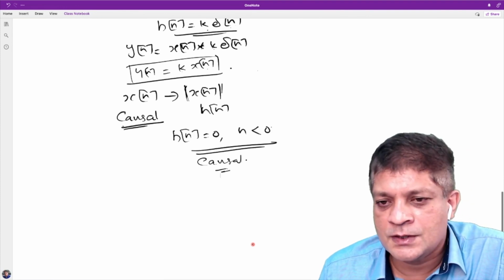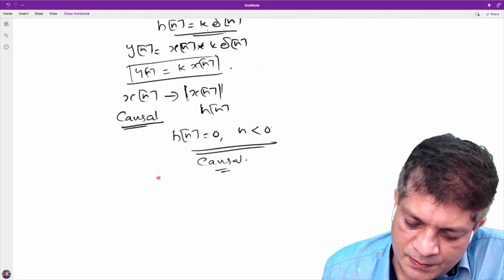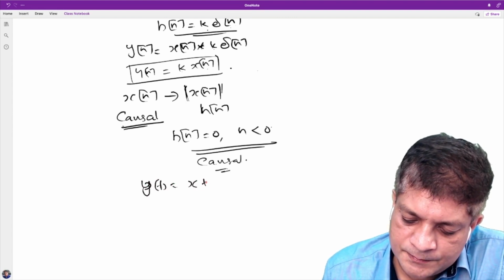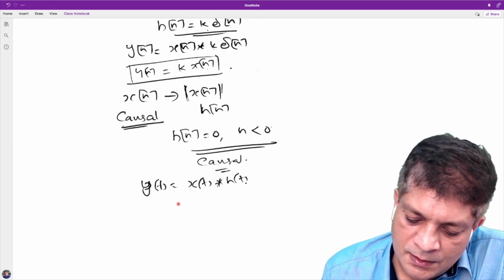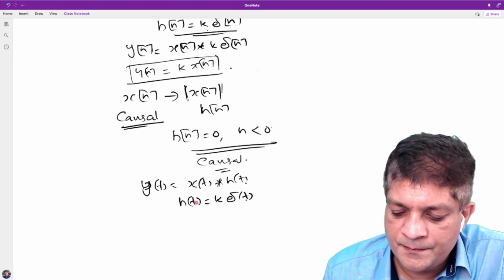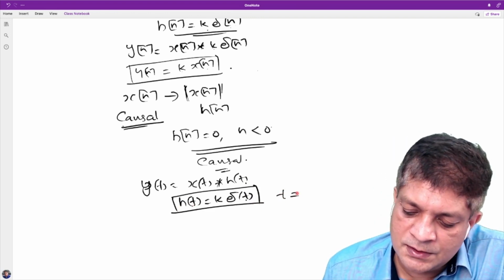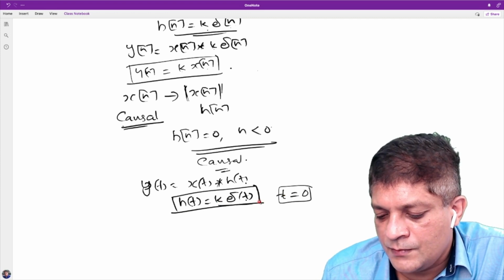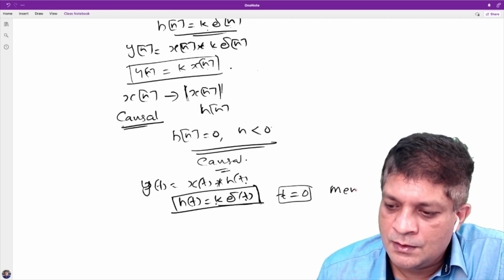Now we can prove the corresponding properties for continuous time systems. The continuous time convolution integral is y(t). So the properties are similar. If the system is memoryless, then h(t) is a constant times delta(t). That means the impulse response should be 0 at all instants other than t equal to 0. Only at that point it is non-zero. That we express with this function k delta(t). Then we can say that the system is memoryless.